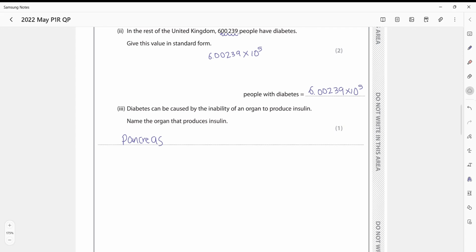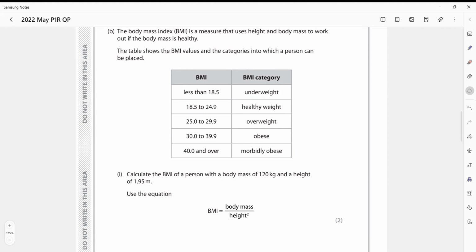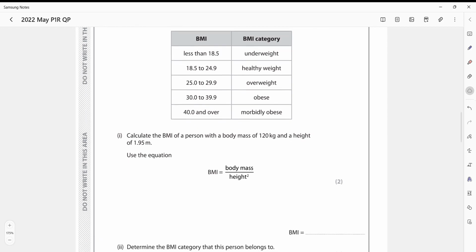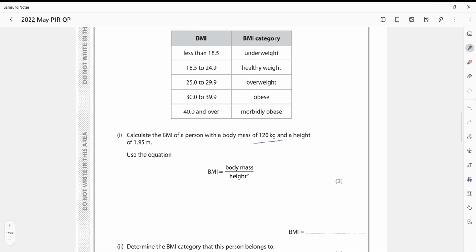All right, let's move on to the next question. The body mass index, BMI, is a measure that uses height and body mass to work out if the body mass is healthy. The table shows the BMI values and the categories into which a person can be placed. So it says here, calculate the BMI of a person with a body mass of 120 kilograms and a height of 1.95.